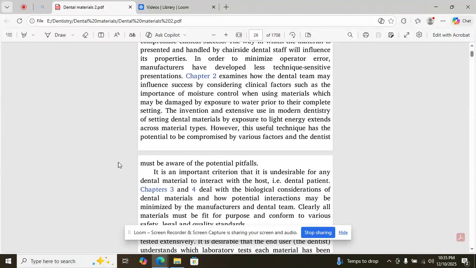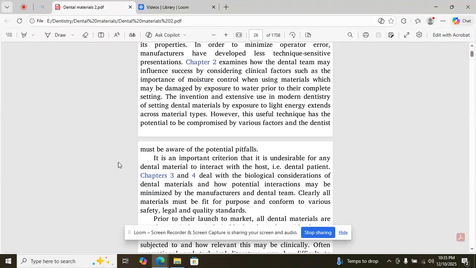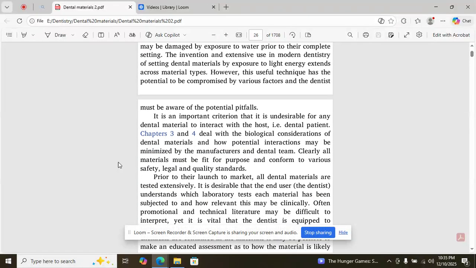Chapters 3 and 4 deal with the biological considerations of dental materials and how potential interactions may be minimized by the manufacturers and dental team. Clearly, all materials must be fit for purpose and conform to various safety, legal, and quality standards. Prior to their launch to market, all dental materials are tested extensively. It is desirable that the end user, the dentist, understands which laboratory tests each material has been subjected to and how relevant this may be clinically.